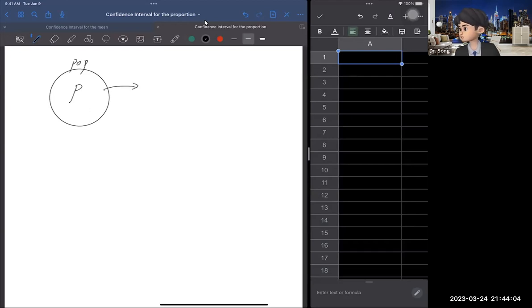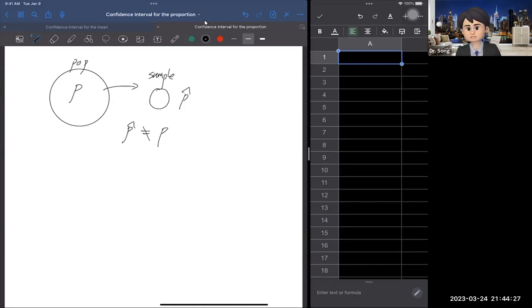But since we don't have the population data, we get the sample, and from the sample, we calculate the sample proportion P hat. But this is a sample statistic. That is one specific value, a point estimator. But in many cases, we expect that this P hat is not the same as the population proportion P.